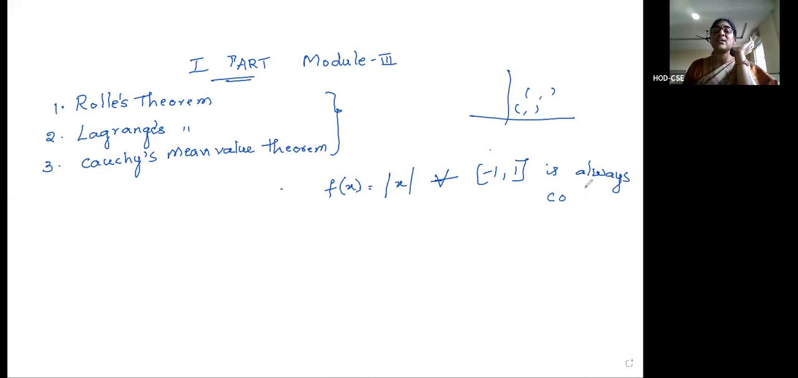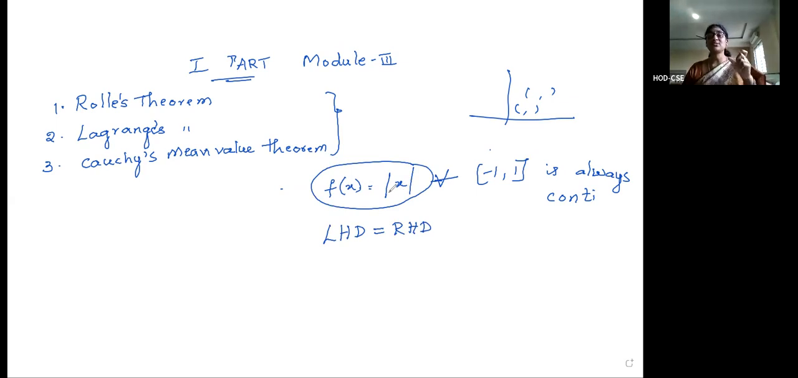So going to the differentiability. What about the differentiability of the function? Differentiability of such functions, mod functions, has to be checked using LHD and RHD. That means the left hand derivative should be equal to the right hand derivative. So whenever you get mod functions, in order to check the differentiability, we have to check whether the left hand derivative is equal to the right hand derivative.